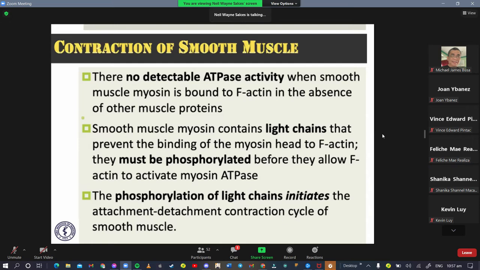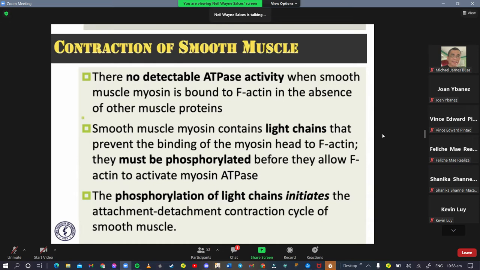So your smooth muscle myosin contains the light chains that prevent the binding of the myosin head to the F-actin. So they must be phosphorylated before they allow F-actin to activate your myosin ATPase. The ATPase activity is attained by the hydrolysis of your ATP that is about tenfold more slowly than the corresponding activity in skeletal muscle. So the activity of your ATPase in smooth muscle is slow.